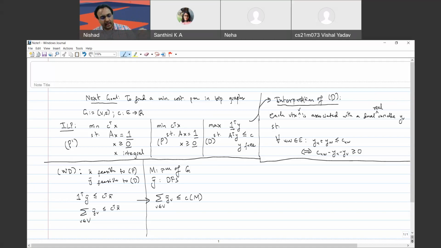Right, so this is what we call a combinatorial interpretation of equality. And now let's think about complementary slackness.